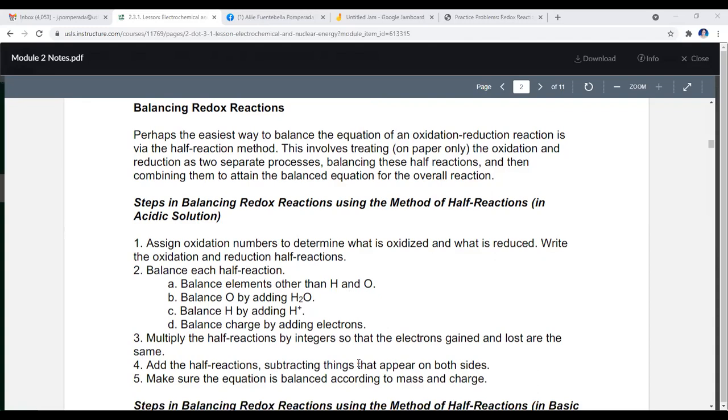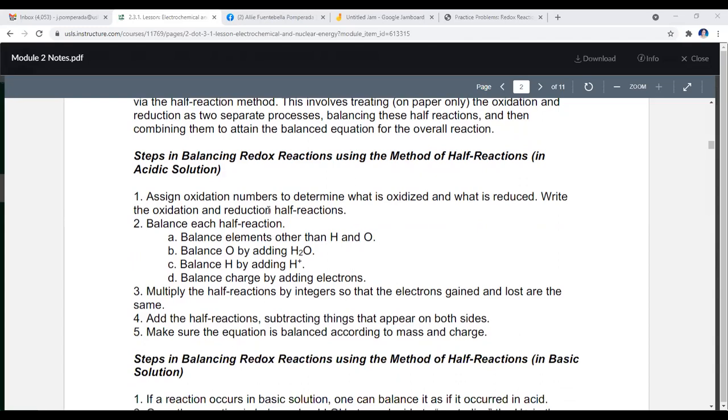Okay? Because if you use the half reaction method, class, you will have to treat two separate reactions which you will need to combine right after you are done balancing. So we will go through this part by part, okay? Now, steps in balancing redox reactions using the method of half reactions. And we are going to talk for now about balancing in acidic solution. Now, what's the first step?